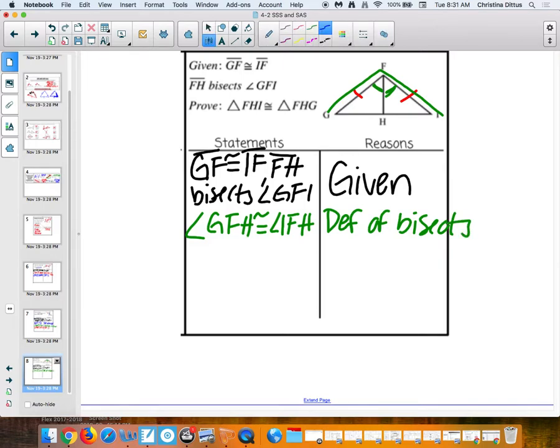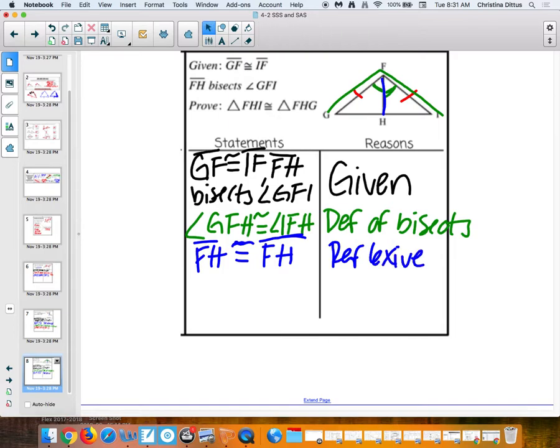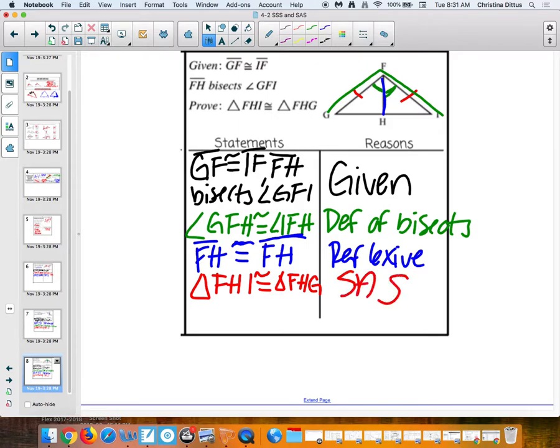Okay. FH is congruent to FH. Good. They share FH, write it down. FH is congruent to FH. Why? Reflexive. Okay. What do I have? The prove part. I can prove triangle FHI is congruent to triangle FHG. Why? SAS.